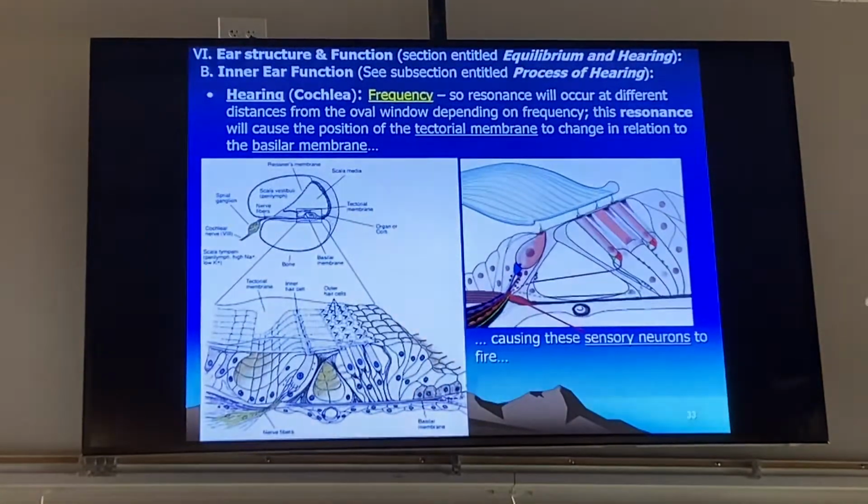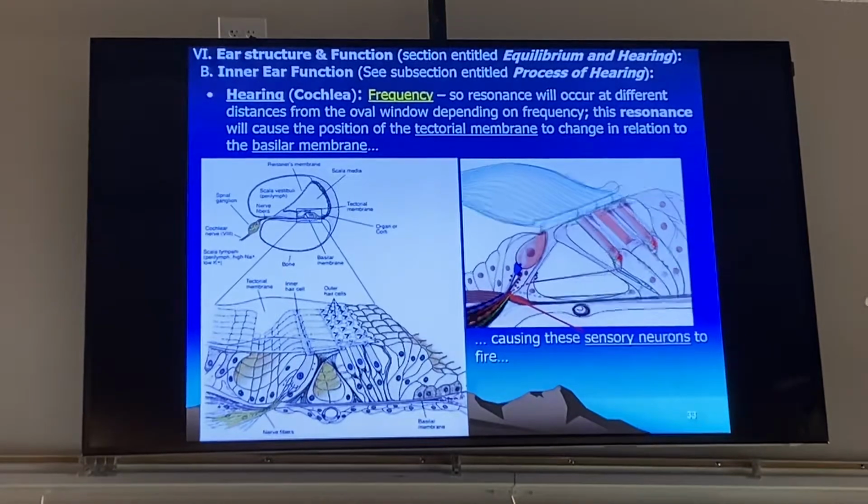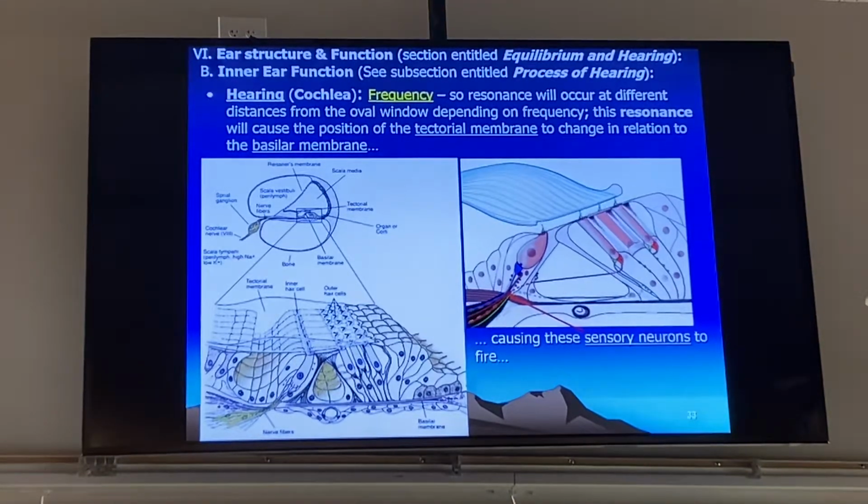Okay, well, at that point of resonance, it's actually kind of violent in the cochlea, and that is where the basilar membrane gets bent, there and only there. And when it moves up, it squishes the cilia against the jelly-like tectorial membrane. That's where it bends.